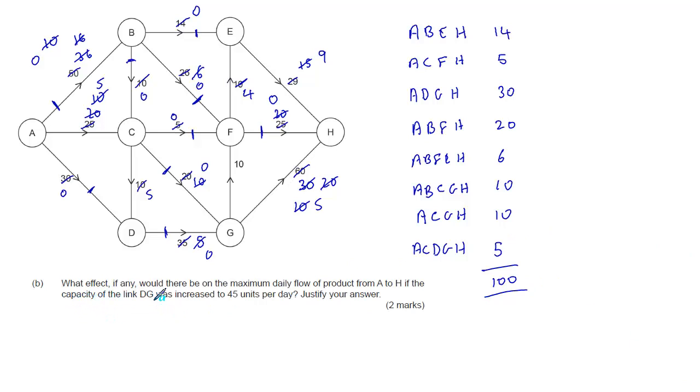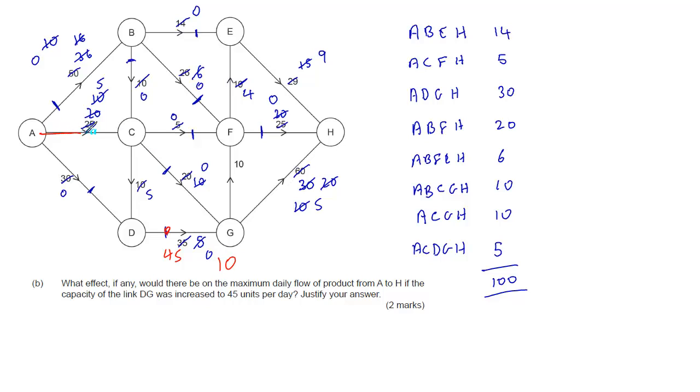What effect, if any, would there be on the maximum daily flow of product from A to H if the capacity of the link DG was increased to 45 units per day? So instead of being 35 here, it would have started at 45. And that means if we'd done exactly the same working, instead of now being at 0 and having it blocked off, we'd still be able to get 10 more through.